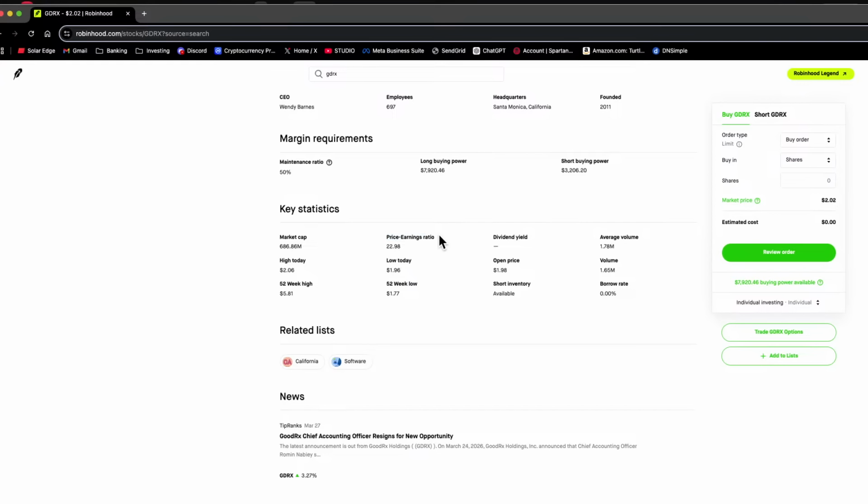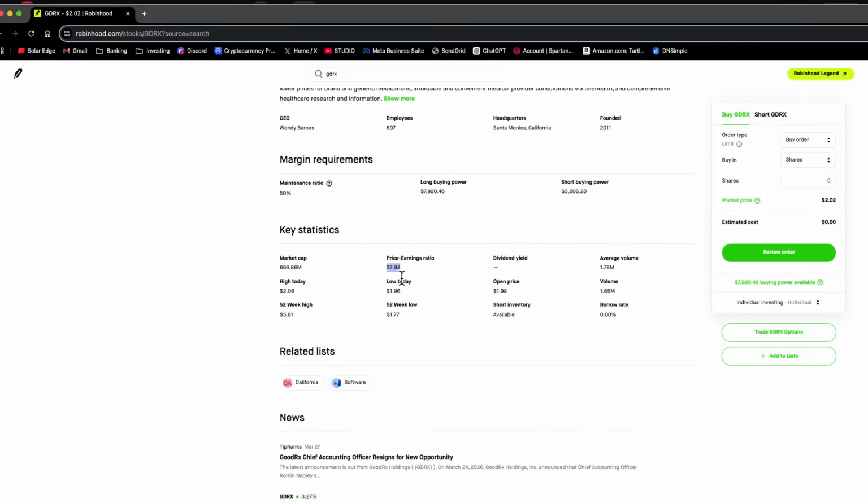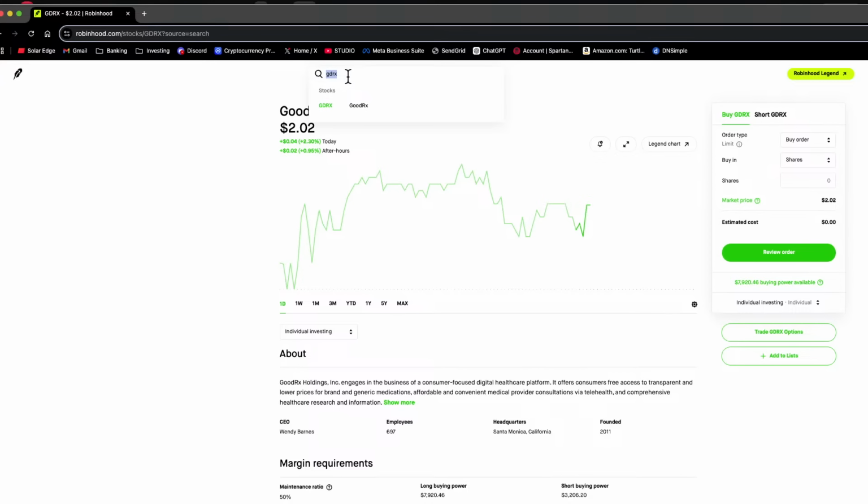I'm not going to get into what it is, okay? But typically, what Warren Buffett looks for when he's investing in assets is a 15 to 20 PE ratio. Right now this is sitting at 22, which is pretty close to 20. But sometimes you see these very outdated. So remember, he says 15 to 20. That's just a good generic rule.